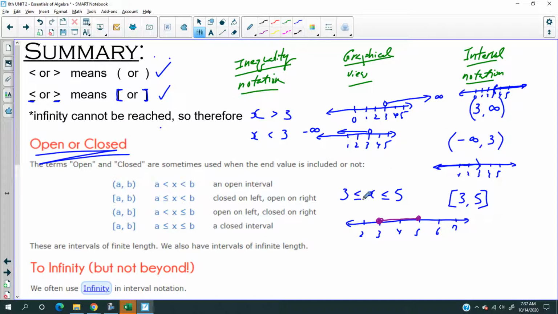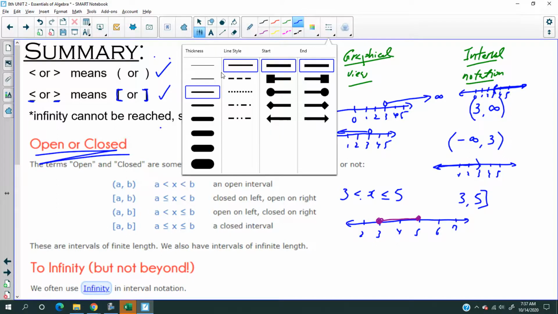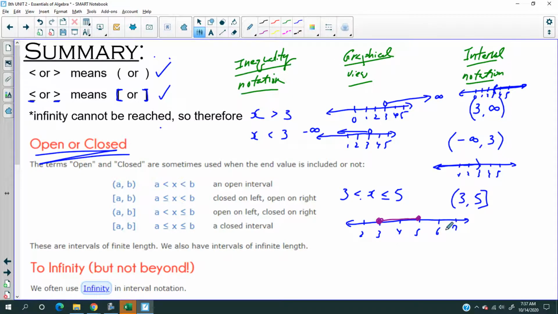And then if this were, so watch this. If this were open, guess what? Guess what this would change into? Yeah, a parenthesis. Okay, that's it. That's really all there is to it.